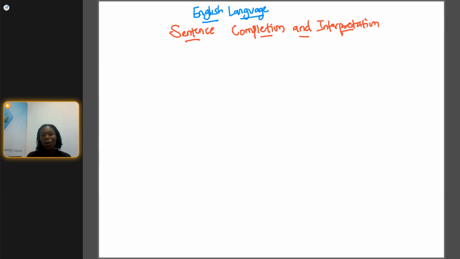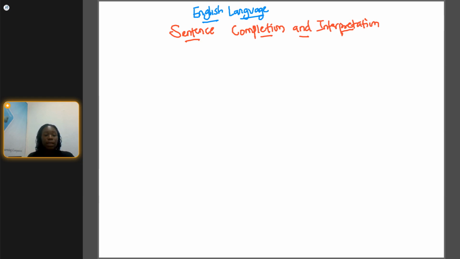We are looking at sentence completion and interpretation. Like I mentioned, it's very similar to your questions on nearest in meaning and opposite in meaning. Just that in this case, there's a blank space, and you're expected to fill in that blank space with the appropriate word.